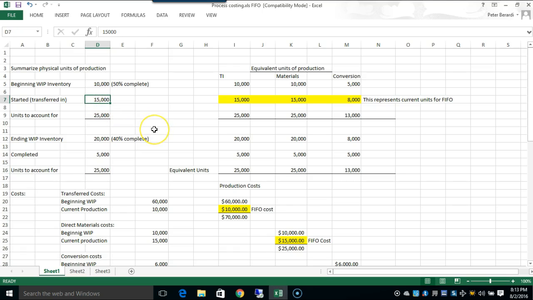So now, just to show you that some problems might give you beginning WIP, but nothing started. But it'll give you ending WIP completed. So this will be the unknown, the X. You might not get this number. But if you know the rule that this section of units, physical units, must equal this section, it is very easy to know that that number will be 15,000.